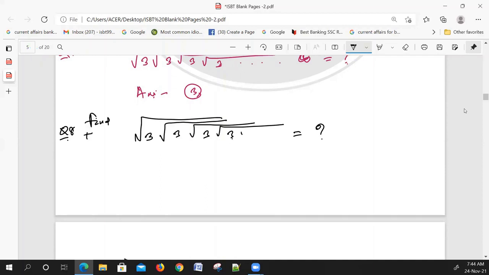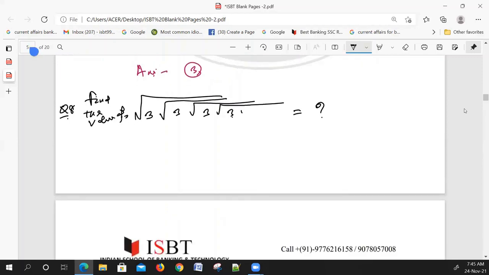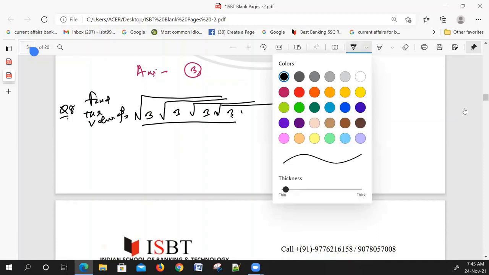Find the value of this. Here is root 3 into root 3 into root 3 into root 3. Under root of 3 into under root of 3 into under root of 3 into under root of 3, whole root over. So what should be the value? There is no infinity. There is a limitation up to 4 times. Very interesting question. I'm not giving you the options. Try to solve it.